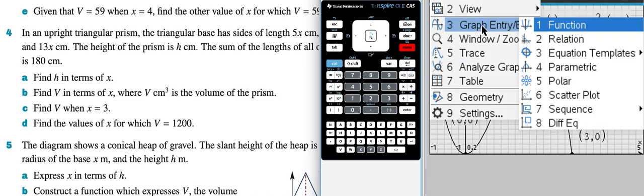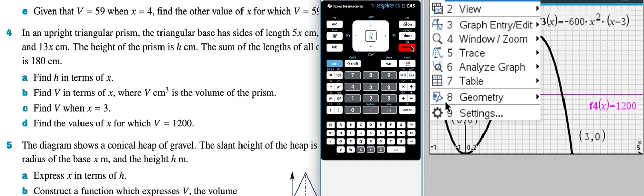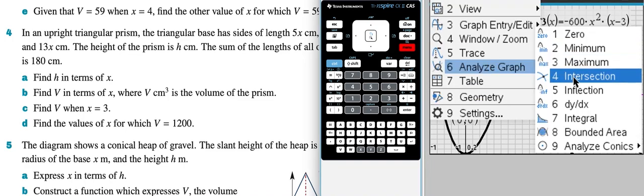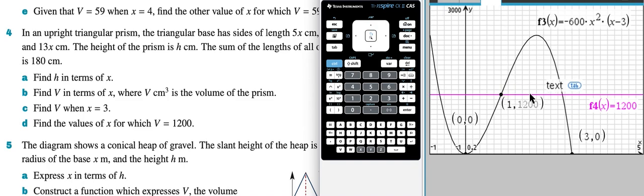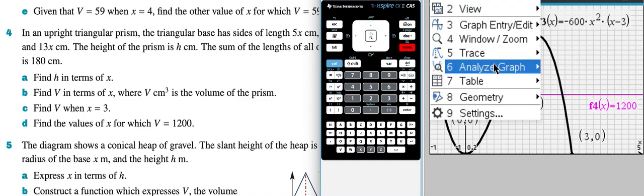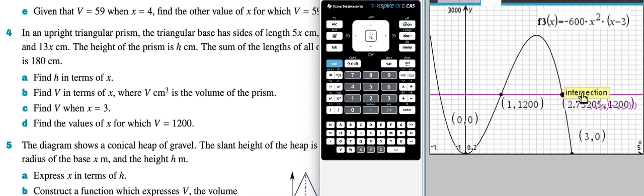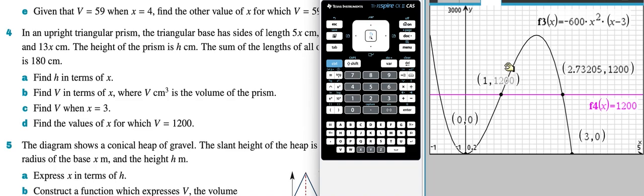Again, it says find the values for which volume is 1200. So menu, graph entry, function, 1200. Boom. And then basically just analyze graph, intersection. So intersection there. This is the power of you understanding how you use your CAS. So then x is going to be 1 and x is going to be 2.73, if it's 2 decimal places. Okay. So that's question 4.